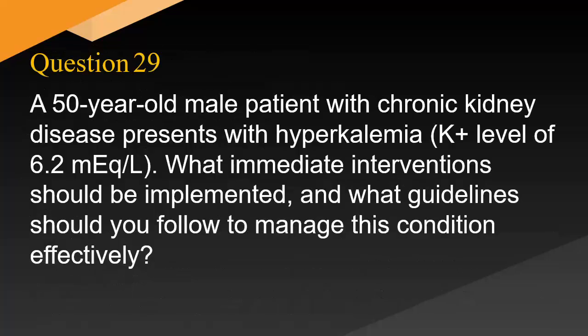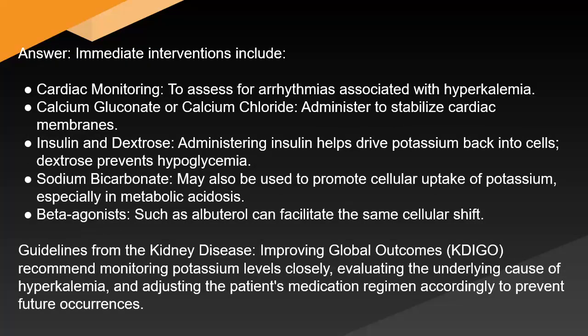A 50-year-old male patient with chronic kidney disease presents with hyperkalemia, K level of 6.2 mEq/L. What immediate interventions should be implemented, and what guidelines should you follow to manage this condition effectively? Answer: immediate interventions include cardiac monitoring to assess for arrhythmias associated with hyperkalemia; calcium gluconate or calcium chloride administered to stabilize cardiac membranes; insulin and dextrose.